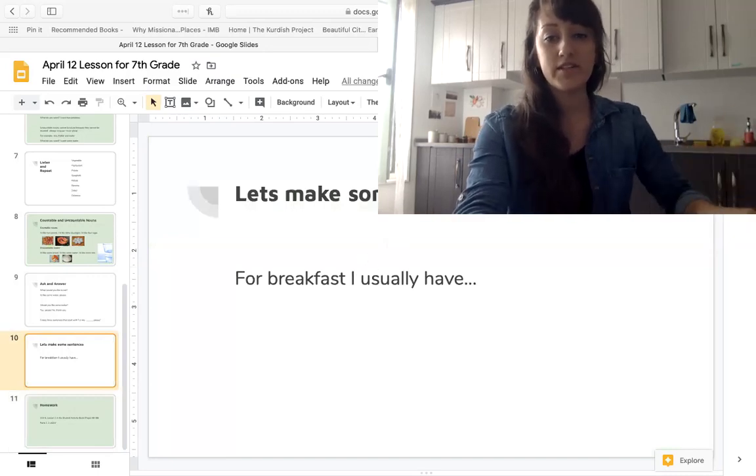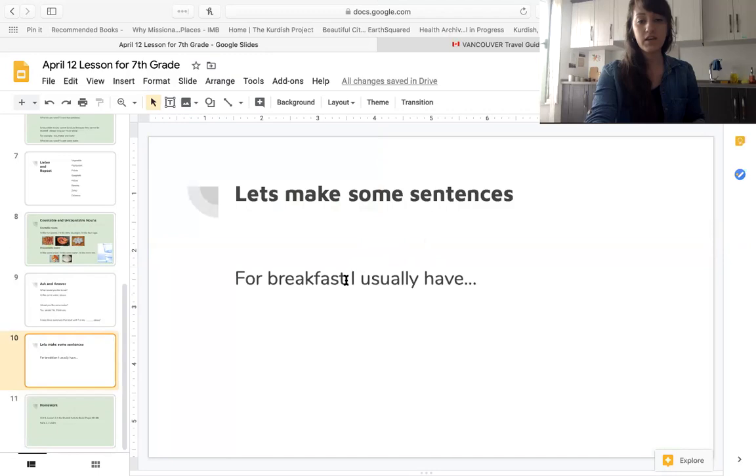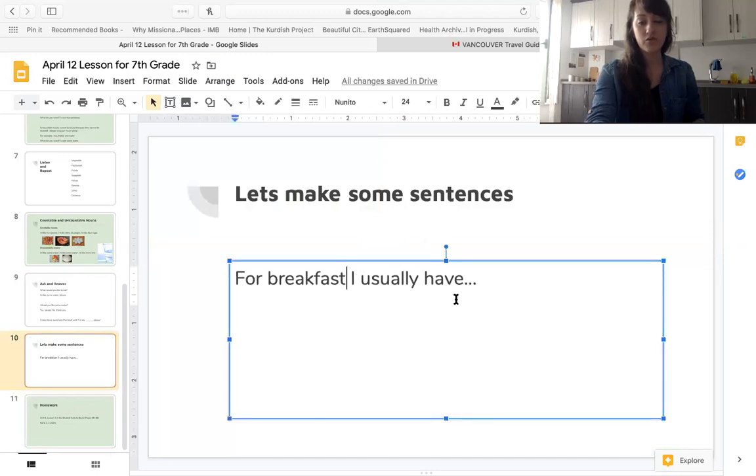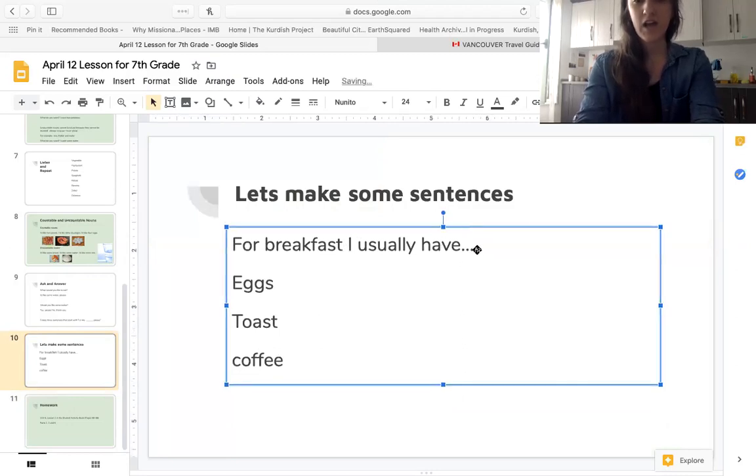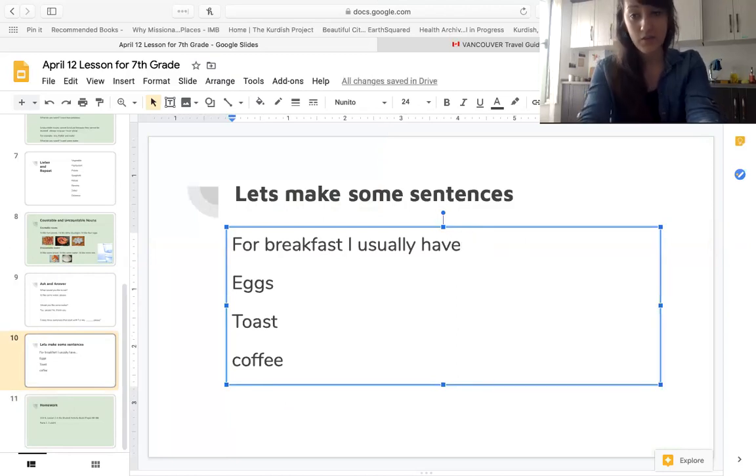Let's practice making one more sentence before we finish. Here it says, for breakfast I usually have. For me, I usually have eggs, toast, and coffee. Right? So in my sentence, I can say, for breakfast I usually have. Now, eggs are countable. I can count eggs. So I say I have 2 eggs. What about toast? Is toast countable? It's not. Remember, bread is not countable. Bread is uncountable. Toast is also uncountable. So instead of saying 2 toasts, I say some toast.